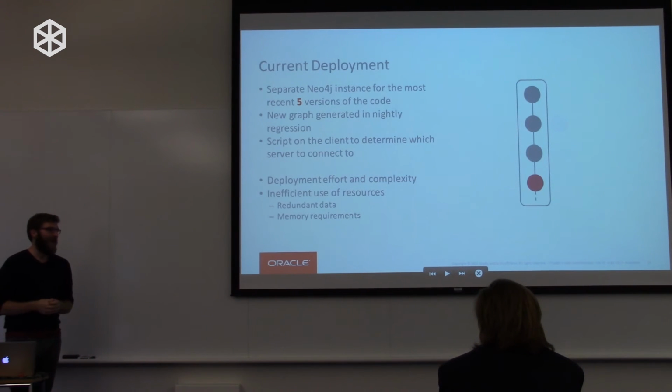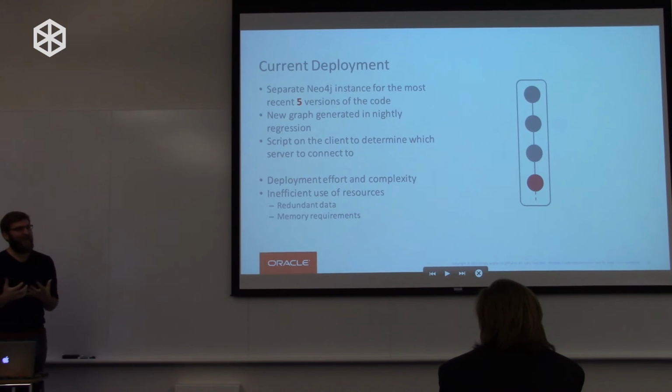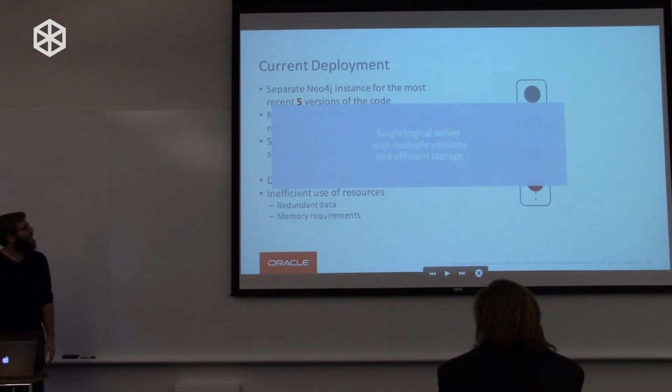These giant code bases from one day to the next are mostly the same. The amount of change from one version to the next is not very much. So ideally, we'd have some way of deduplicating that data and storing it efficiently across multiple versions. It's really a fairly inefficient use of resources because the redundant data occupies memory and also disk. So we're really wanting to move to a model where we have a single logical server supporting multiple versions and an efficient storage mechanism.